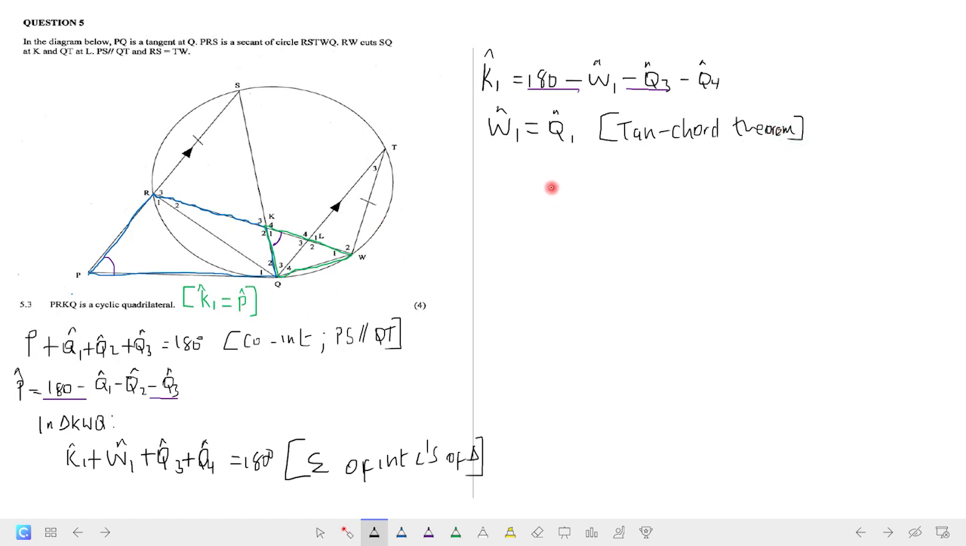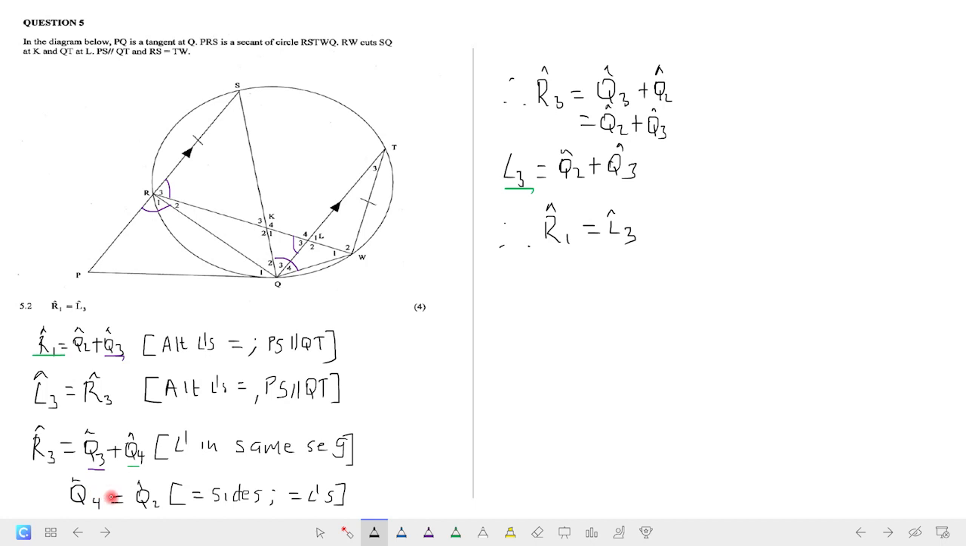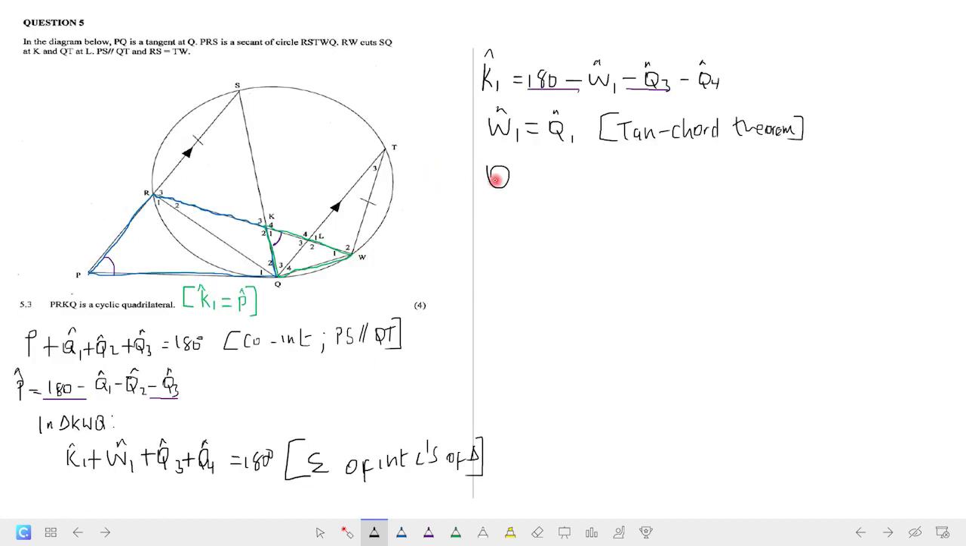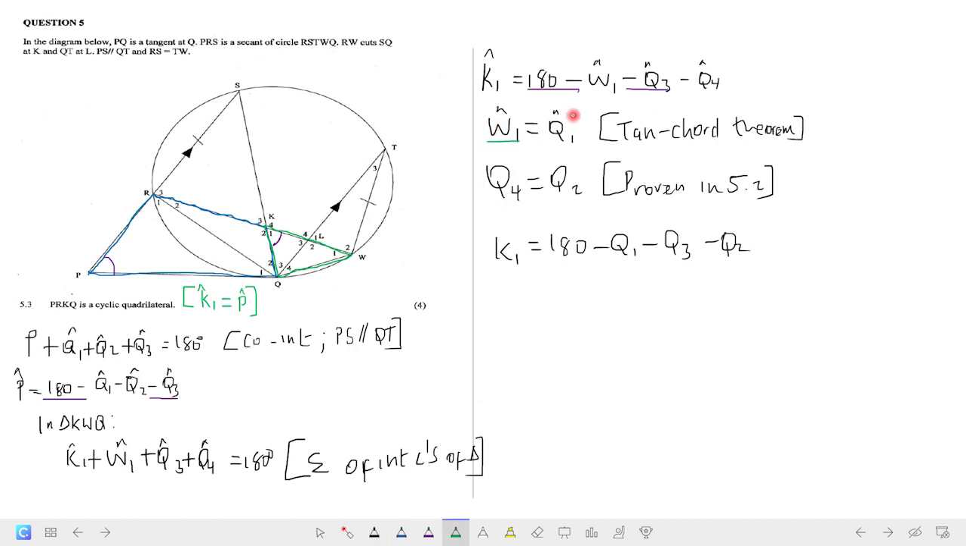This then means that now we do have Q1, and then Q4. If you remember, we said Q4 was Q2. Q4 is equal to Q2, so this was proven in 5.2. So this basically means K1 can be written as 180 minus Q1 minus Q3 minus Q2, because now we do have the value for W1. W1 is Q1, and Q4 is Q2. So we can just substitute that.